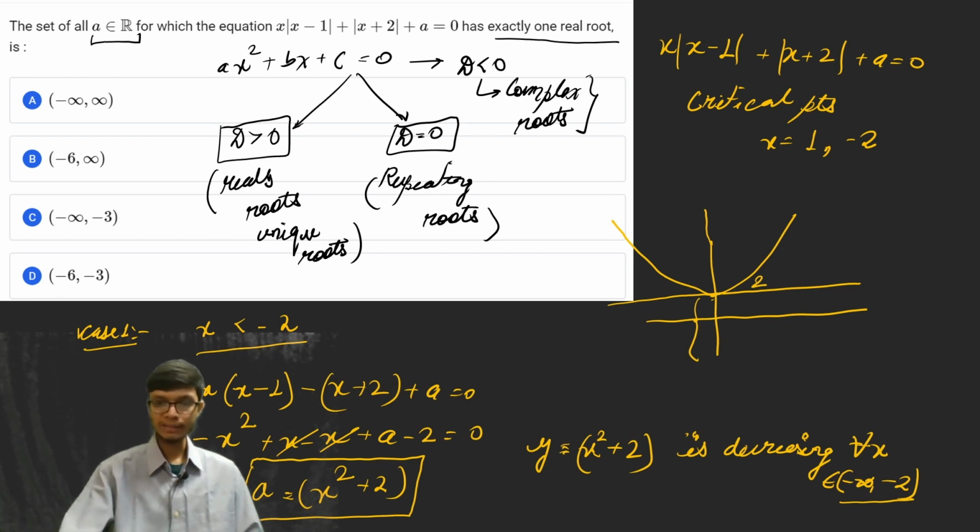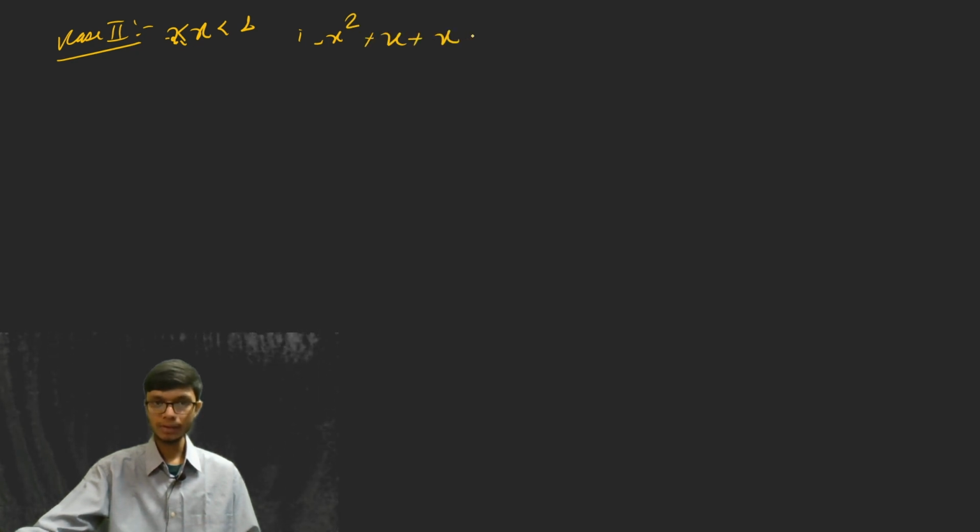Now let us look at the other cases as well, so we are able to understand this problem better. If we consider case 2, where x is less than 1 but greater than or equal to minus 2, the quadratic equation becomes minus x square plus x plus x plus 2 plus a is equal to 0. From here I get x square minus 2x minus 2 is equal to a.